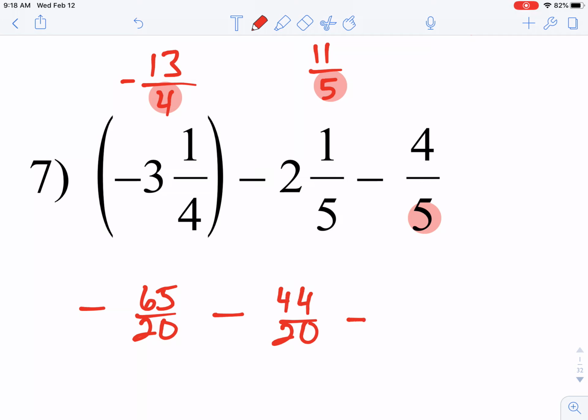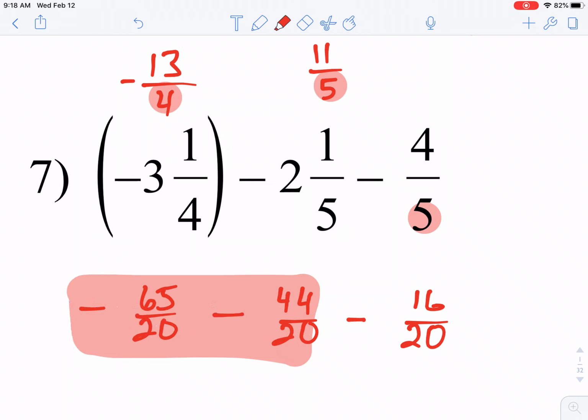Bring down your minus sign. I want 4/5 to have a denominator of 20 as well. Multiply by 4 again. I get 20 for 5. And then 4 times 4 is 16. Again, I'm just going to focus on these first two.